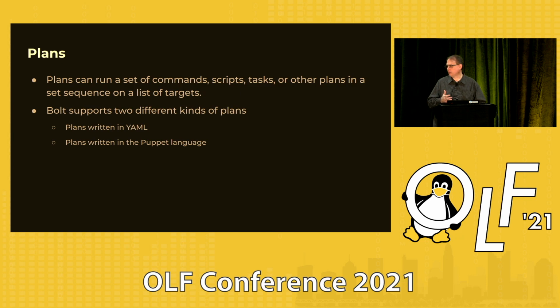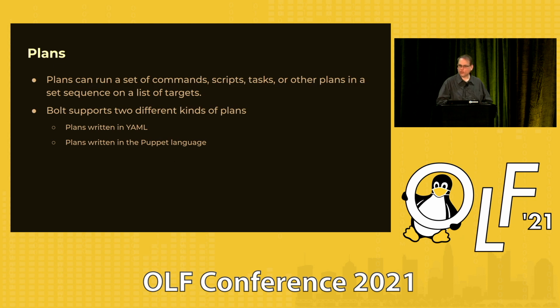Where Bolt started to get really interesting for me was this concept of plans. Bolt plans are a set of commands, scripts, tasks, or other plans that run in sequence. Now, what's really cool is Bolt actually supports two different kinds of plans. You can either do a YAML plan, which is going to look a lot like the way you would do things with Ansible, or you can write plans in the Puppet language.